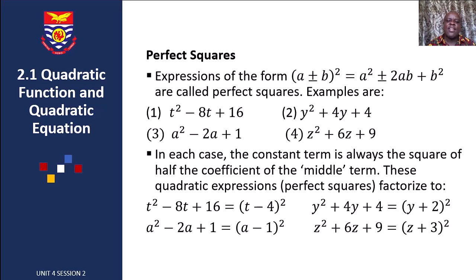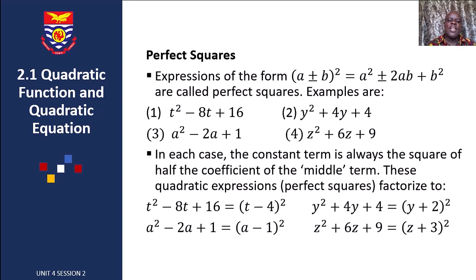Second one, if you take the middle term, the coefficient there is 4. Half of 4 is 2. 2 squared gives you 4, which is the constant term. Then if you take the third one, the middle term, negative 2a, the coefficient there is negative 2. Half of it will give you negative 1. If you find the square of negative 1, you get 1. The fourth one, the middle term is 6z. So if you take the coefficient 6, half of it will be 3. If you square the 3, you get 9.